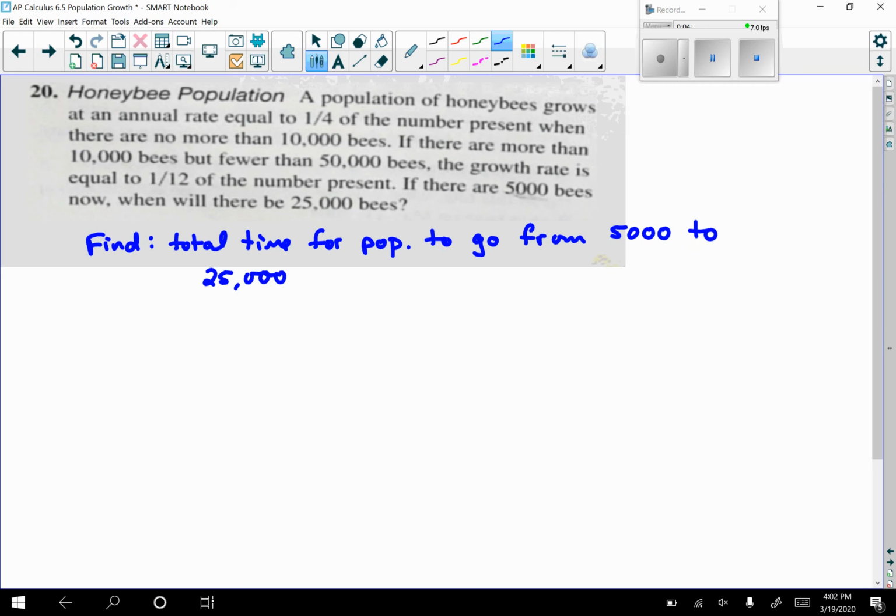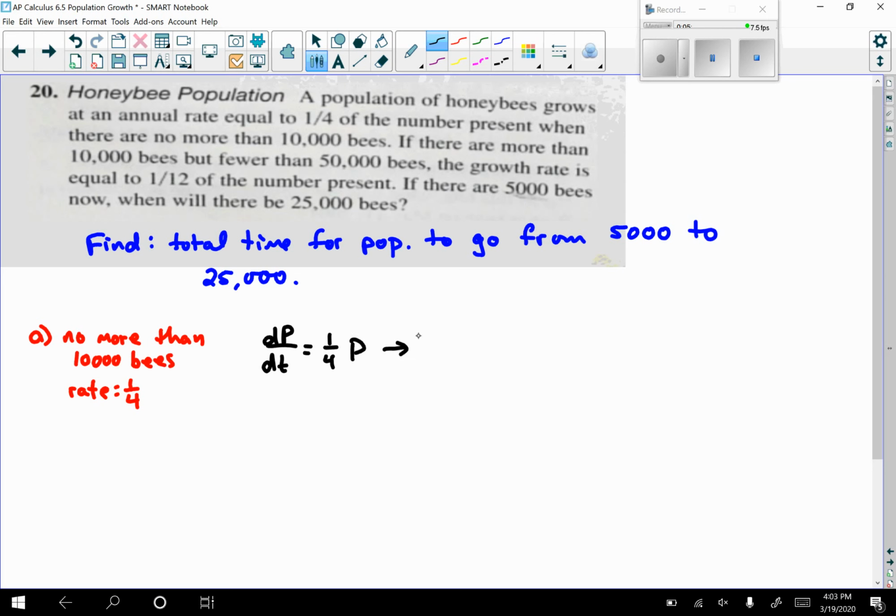All right, so what we're first going to look at, break this into two parts. I'm going to first say part A, we're a population when there are no more than 10,000 bees. Our rate is 1/4 the number present. So our rate, or our K here. So what we're first going to write out here is that dP over dt is going to equal 1/4 P.